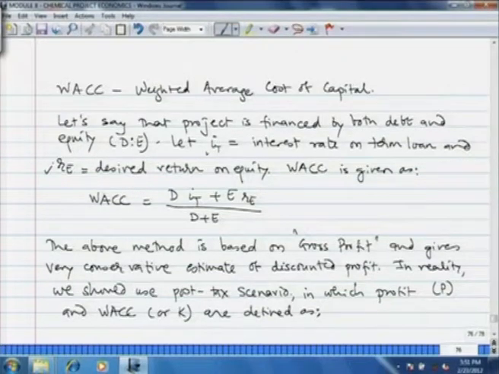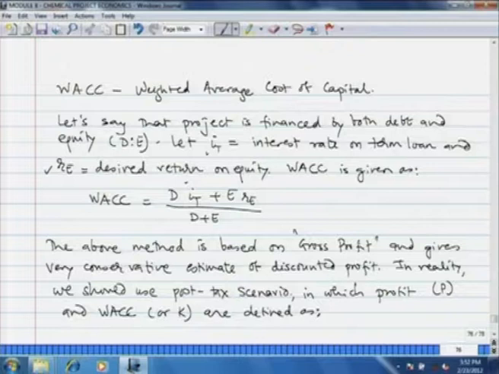Okay. Now let IT be the interest rate on the term loan and RE be the desired return on equity. If this is the case, then the WACC is given by D into IT plus E into RE divided by D plus E. Okay. So that is the weighted average cost of capital. Now this method of calculating WACC is based on the gross profit and not the profit after tax, total profit. Okay. And therefore it gives a very conservative estimate for the discounted profit.